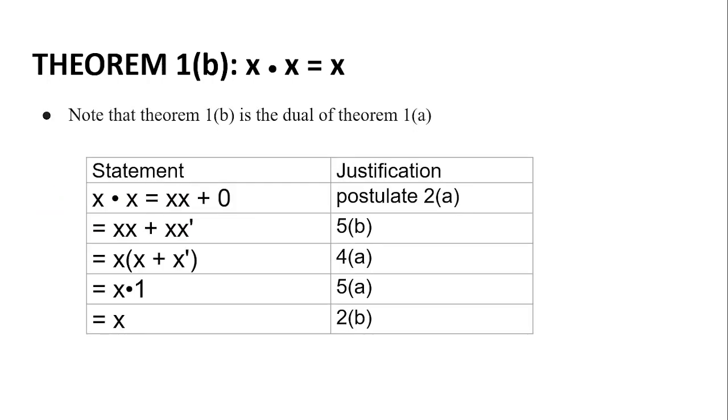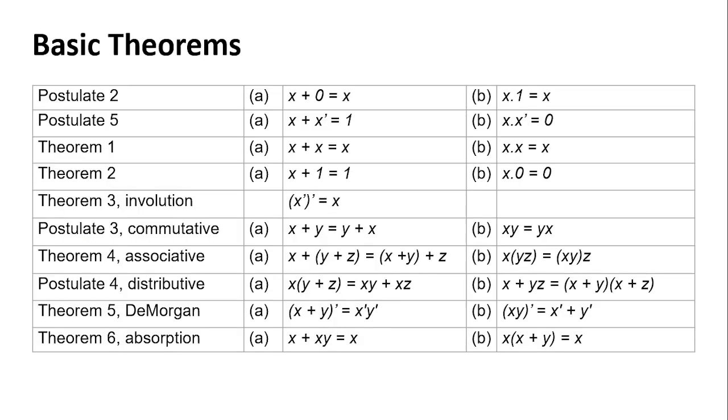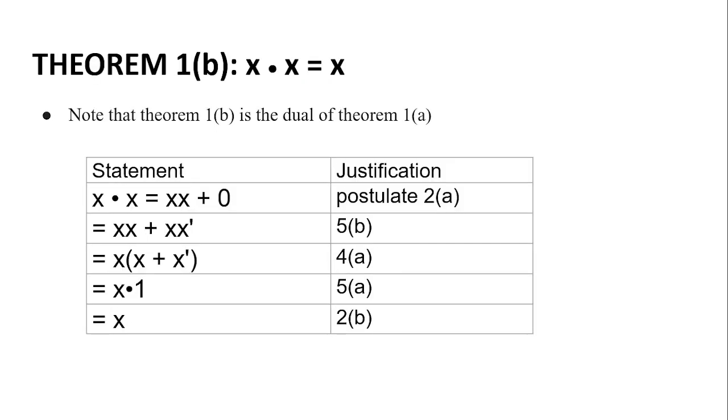Okay, let's look at the dual out of it. The dual theorem says it's one and the same. So what is it that we are doing? You have x dot x is equal to x. So you take x dot x, add 0 to it. Now if you look at this postulate here, if you add 0 to x, you get x itself. So that is what has been done over here.